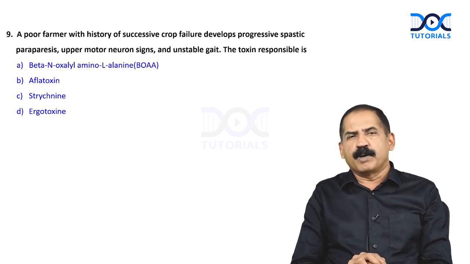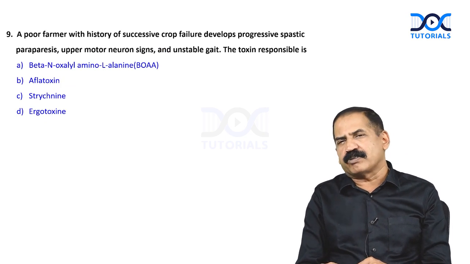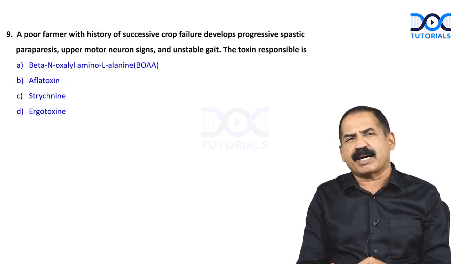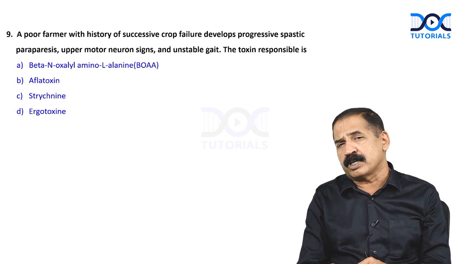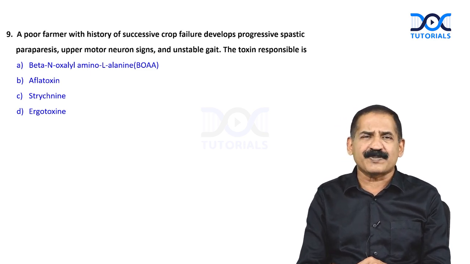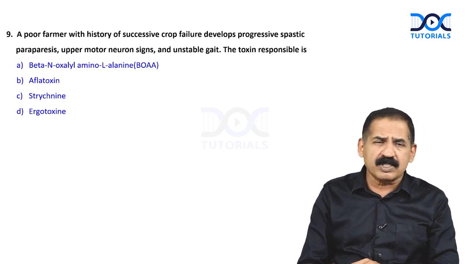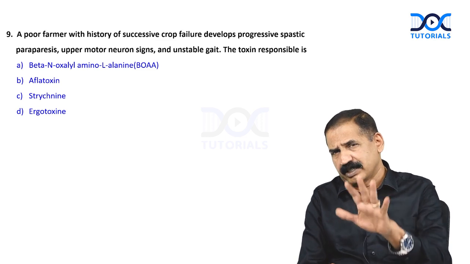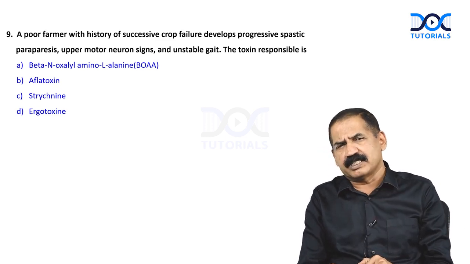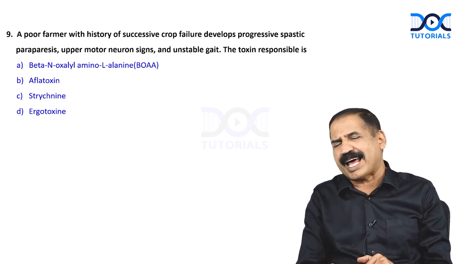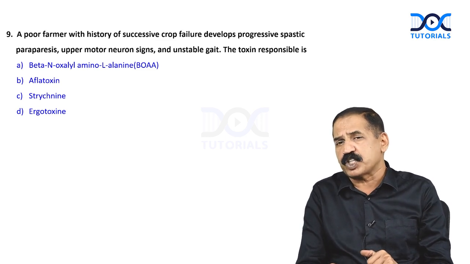Number 9. A poor farmer with history of successive crop failure develops progressive spastic paresis, upper motor neuron signs, unstable gait. What is the toxin responsible? BOAA, aflatoxin, strychnine, ergotoxin. Already I mentioned strychnine. Strychnine does not give rise to paraparesis, it gives rise to generalized muscular spasm.